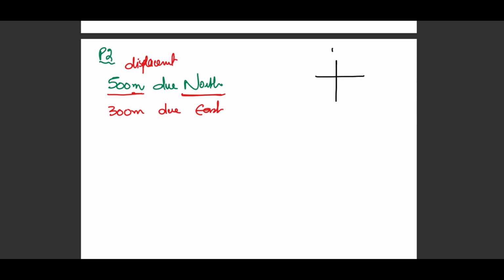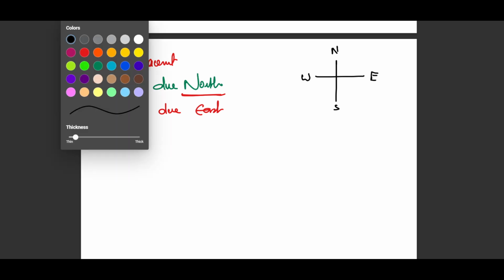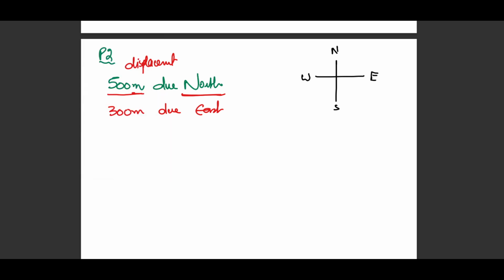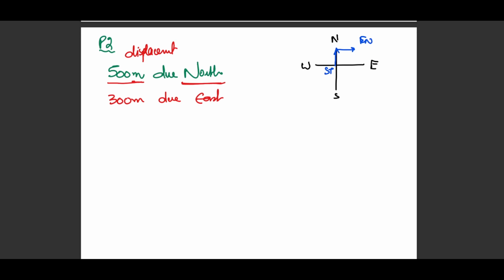So if this is our grid, north, the object actually moved towards the north, right? I'm just displacing it a bit to the side, but actually it's going to be like this. And then he moves 300 meters towards east, right? So this was its starting point and this is its ending point. The question he asks is, find the displacement.